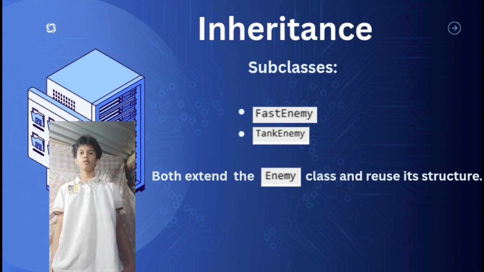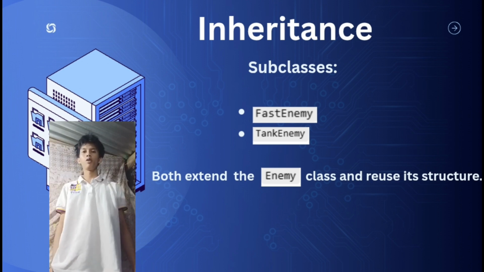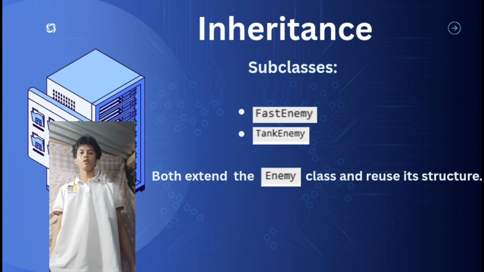Inheritance is shown through FastEnemy and TankEnemy, which both extend the Enemy class. This allows us to reuse code and create a clear class hierarchy.